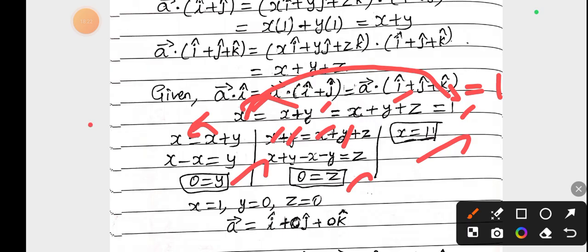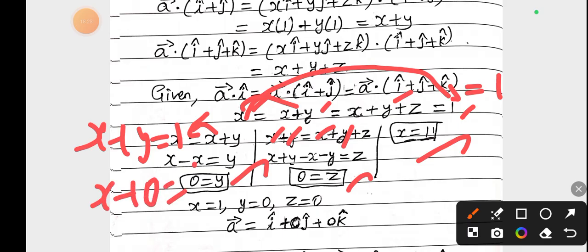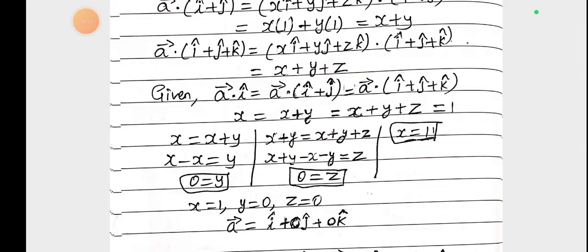Sorry, x plus y is 1. Even x plus y is 1, y value is 0. Then x plus 0 equal to 1, x is 1 only. So x is 1, y is 0, z is 0. So I have written A vector equal to i cap plus 0 j cap plus 0 k cap. That's it, children. If you have doubts, you can ask me.